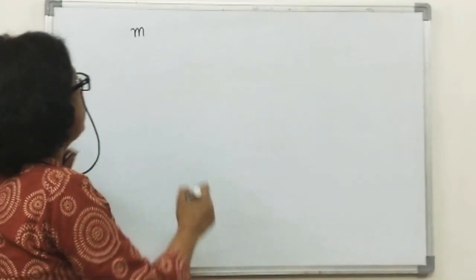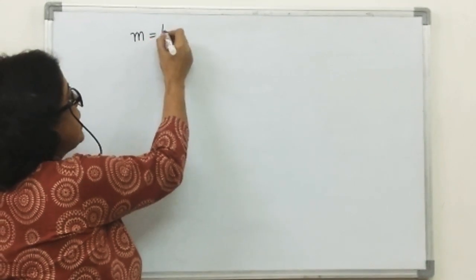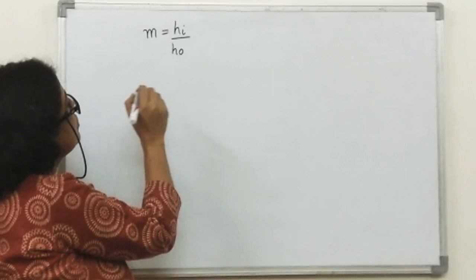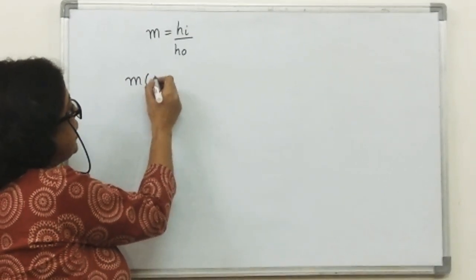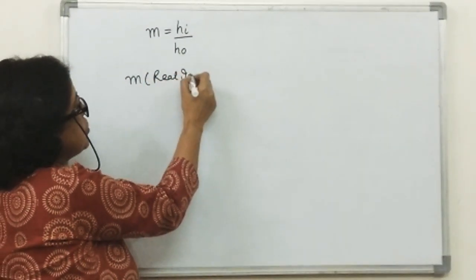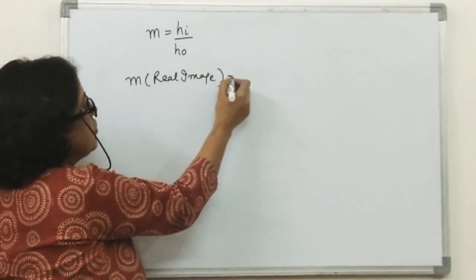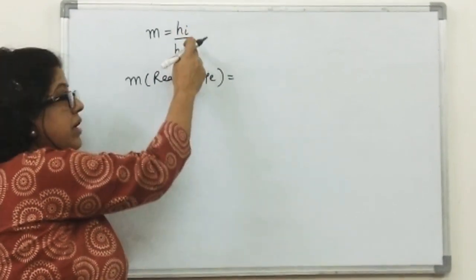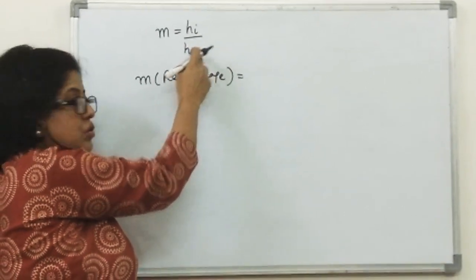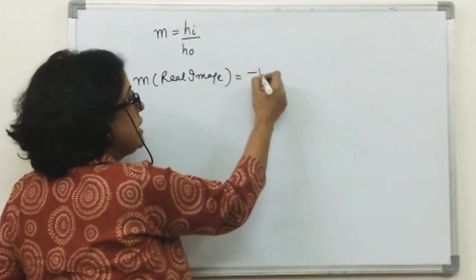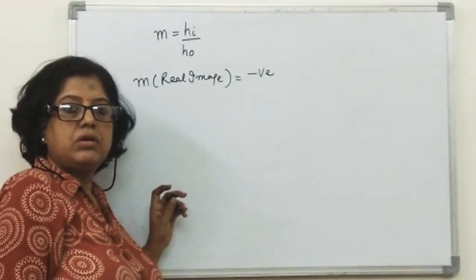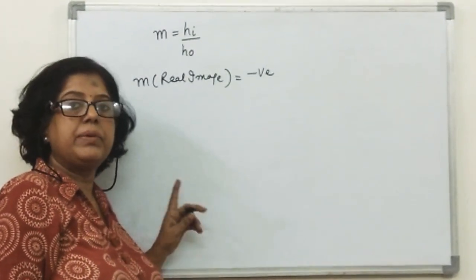Now, in case of magnification, M, we know M is HI by HO, height of image by height of object. So if we take this into consideration, what will be the sign of magnification for a real image? Now, for a real image, height of image is negative, whereas height of object is positive. So the sign for magnification will obviously be negative. So when the image is real, the magnification will be negative.